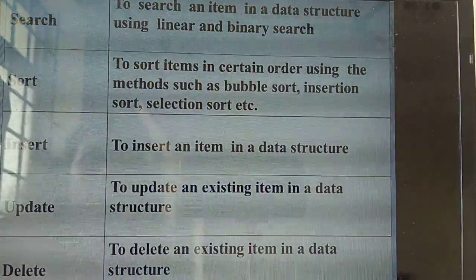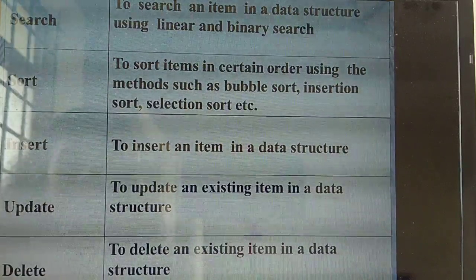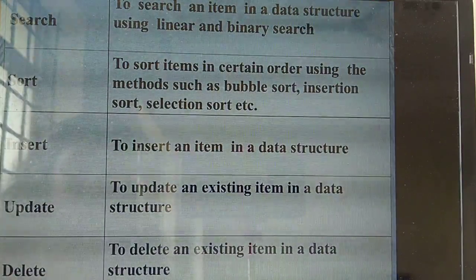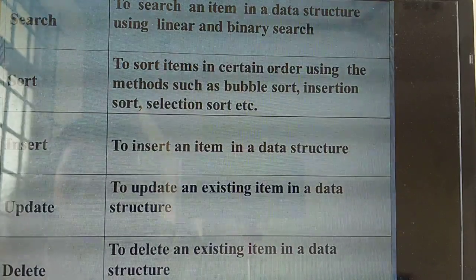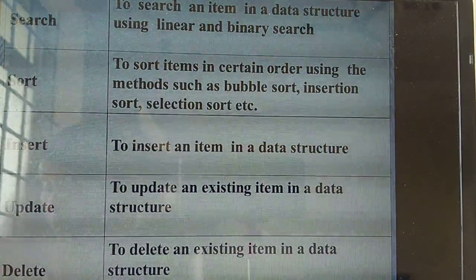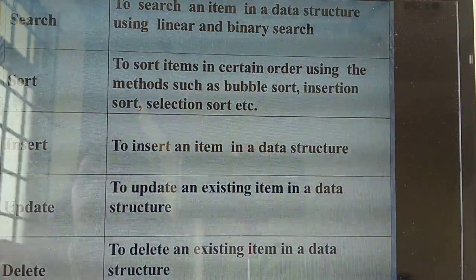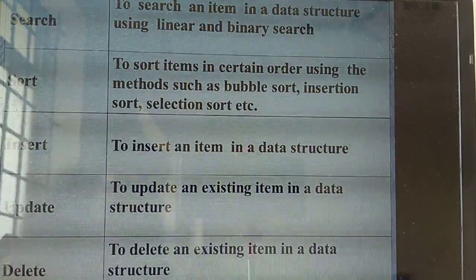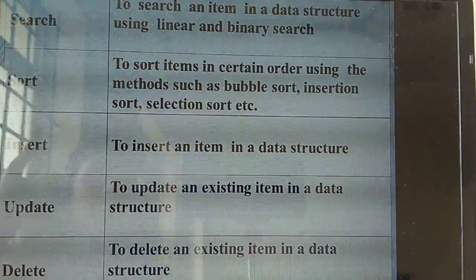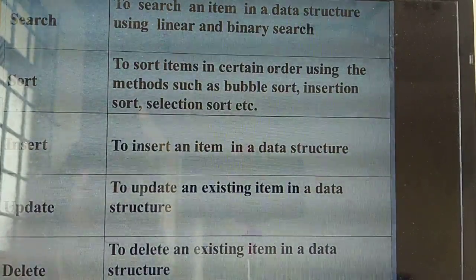Listen. These are the algorithms you are going to study. There are a lot of things here, and these are the terms you use in algorithms. The first one is search. What do you mean? To search for an item in a data structure. I am storing a lot of things in a data structure, and I am going to search for any one of them from there. For that searching, I am using two algorithms: linear search algorithm and binary search algorithm.